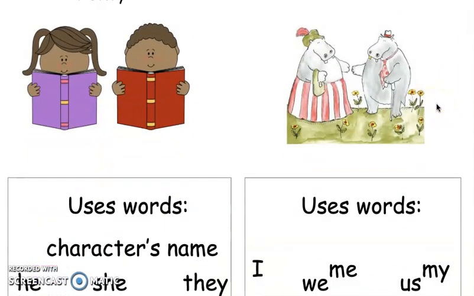They use words like I, me, my, we, and us. For example, Penny might say, "I love to sing. Listen to my song, Mama."